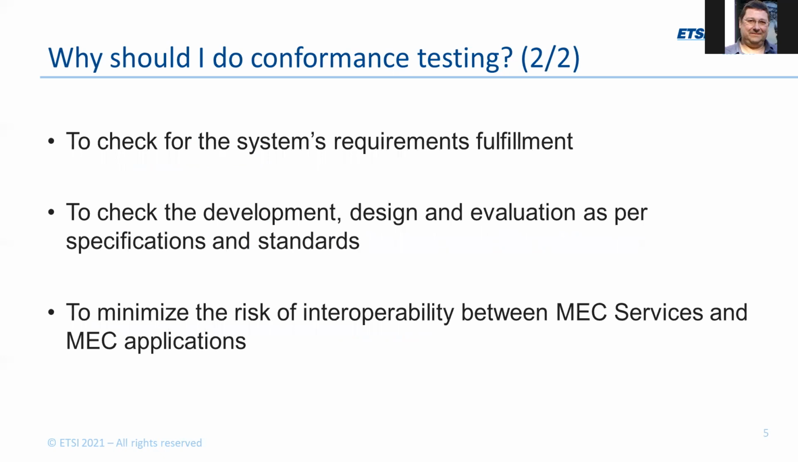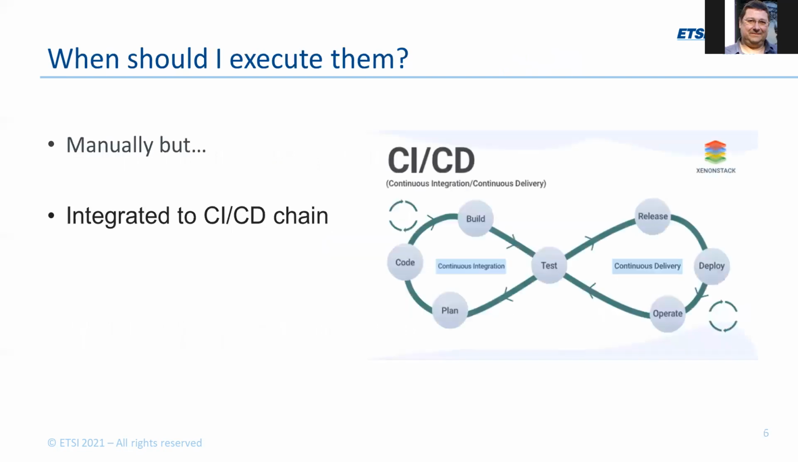There are three main reasons to conduct conformance tests against an implementation: to check for the system requirements fulfillment, to check the development, design, and evaluation as per specification and standards, and to minimize the risk of interoperability issues between MEC services and MEC applications. The conformance testing can be done manually, for instance, at the end of each Scrum sprint cycle, or it can be integrated into the CI/CD chain. ETSI MEC conformance testing can be virtualized in a Docker image and integrated in the test stage.